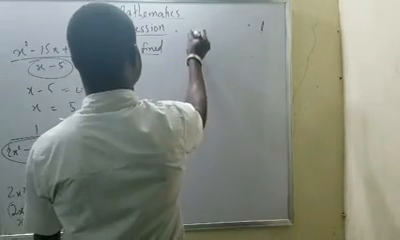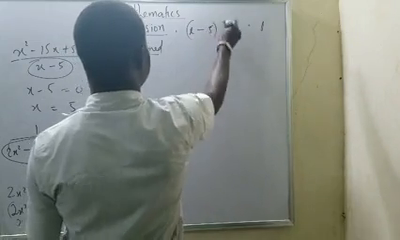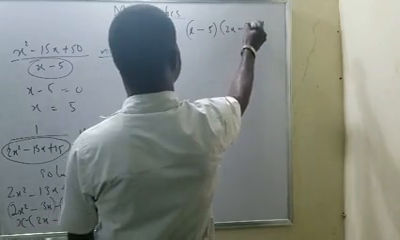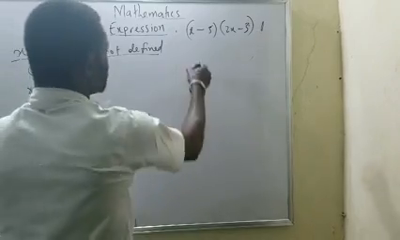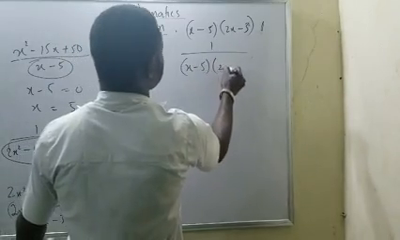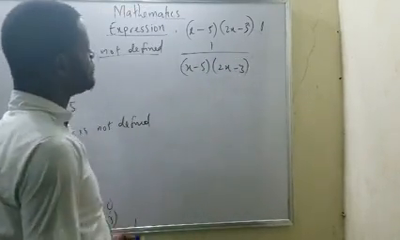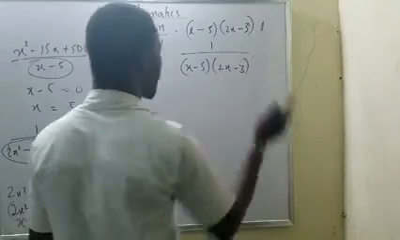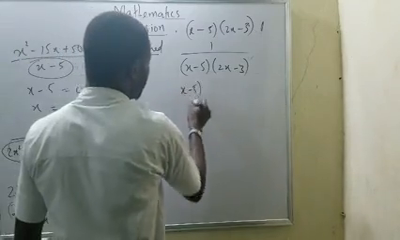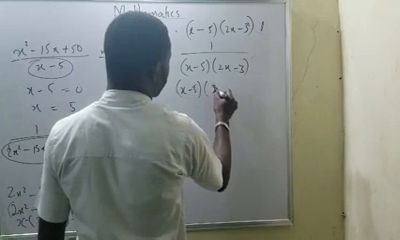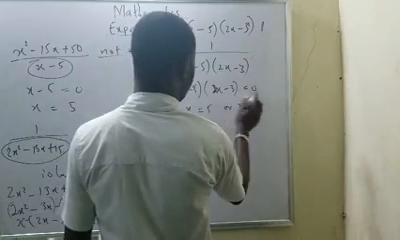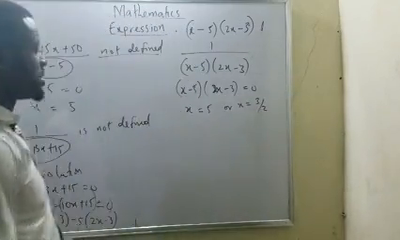Now, I'll be having x minus 5 and 2x minus 3. Now, I can come back to the normal expression 1 divided by x minus 5, 2x minus 3. Is anything cancelled? Or able to cancel anything? Since I cannot cancel anything, I will come here again, x minus 5, 2x minus 3 equals to 0, which is x equals to 5, or x equals to 3 over 2.